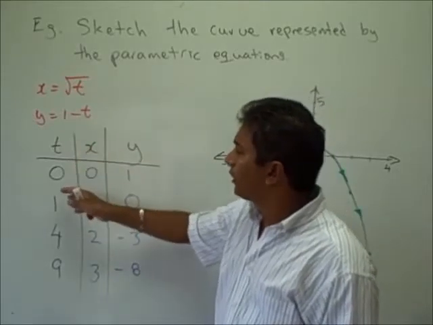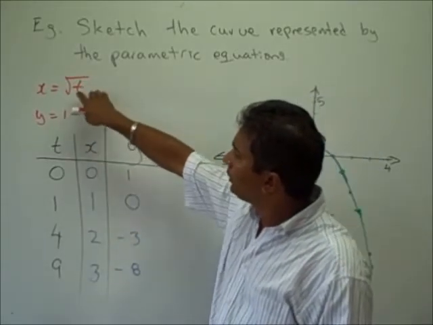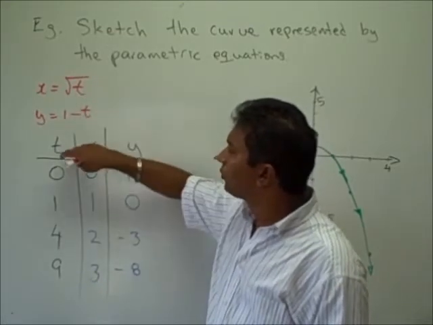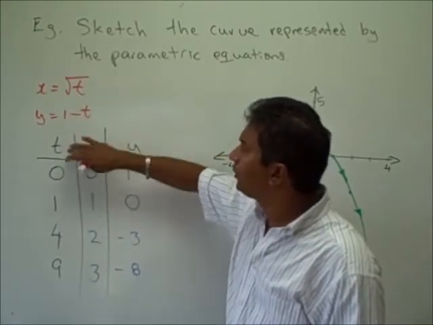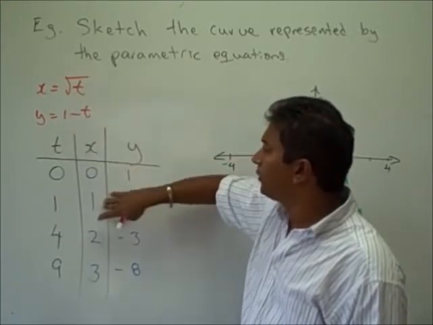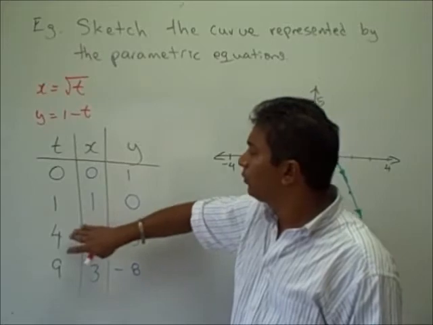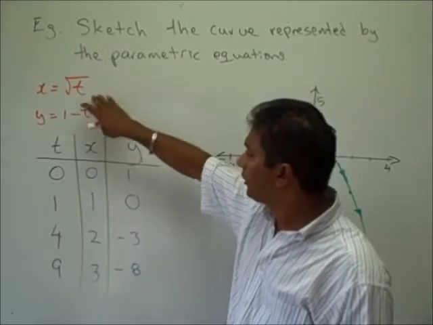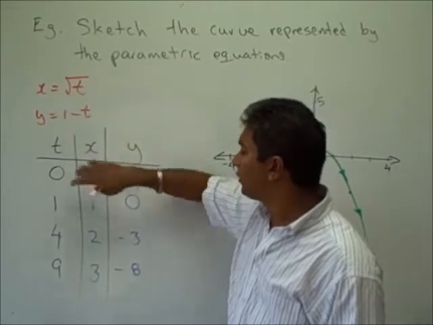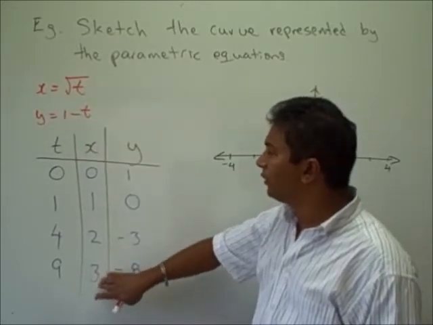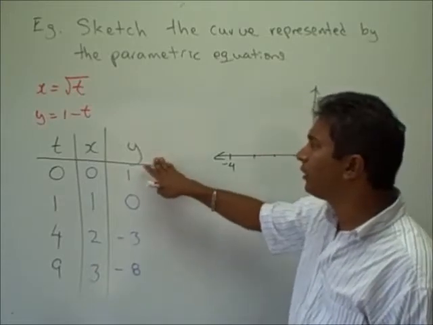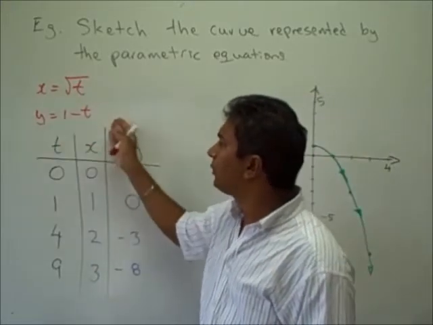Now we need to find x. So when t is equal to 0, then x will be equal to 0, since we're finding the square root of 0. When t is equal to 1, the square root of 1 is 1, so x is equal to 1. When t is equal to 4, x is equal to 2, and when t is equal to 9, the square root of 9 is 3, so x is equal to 3. So here we have our x values. To find our y values, we substitute into our second equation.